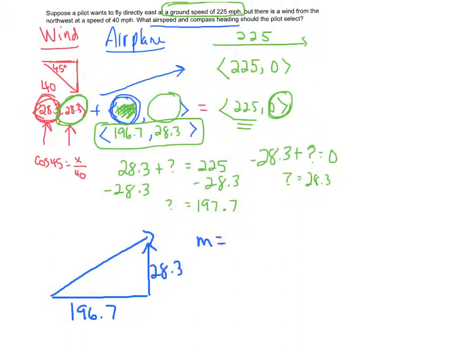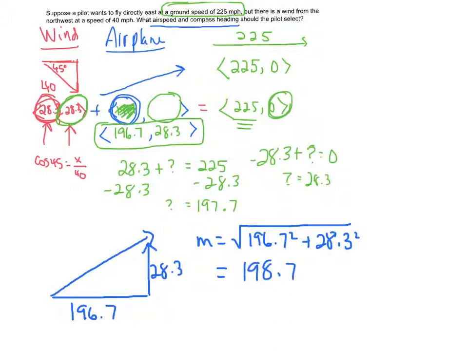So if I want to figure out the magnitude, I'm going to do the Pythagorean Theorem. 196.7 squared plus 28.3 squared equals c squared, so I square rooted both sides, to kind of eliminate a step. So let me plug this in my calculator. And when I do that, I get 198.7 for my magnitude, and that would be in miles per hour. So I've got my magnitude, 198.7 miles per hour.